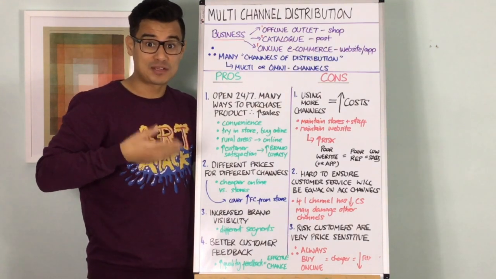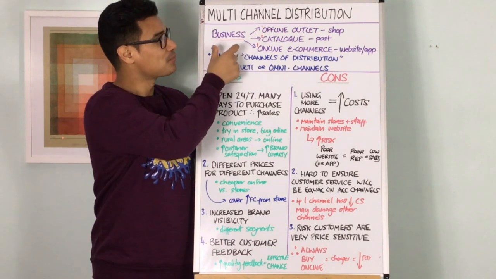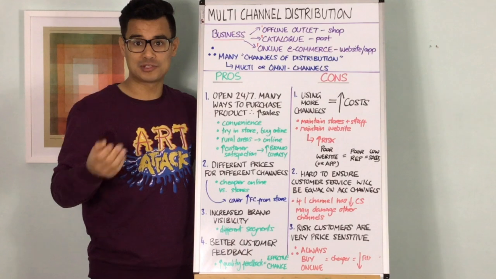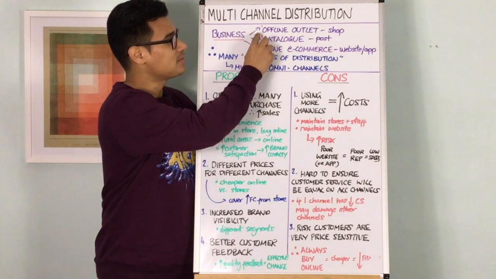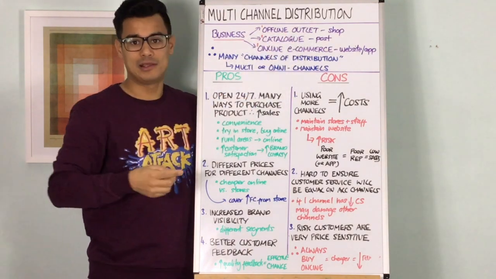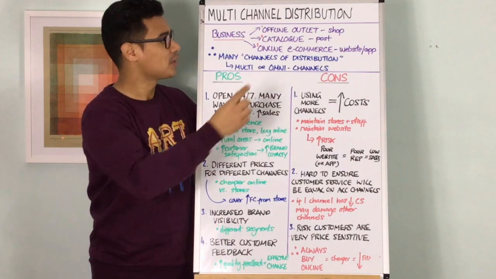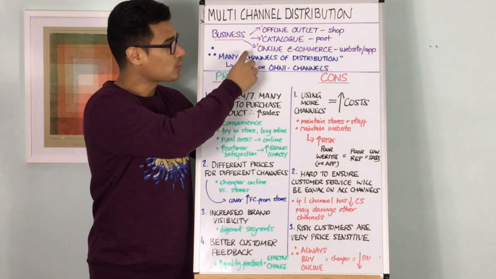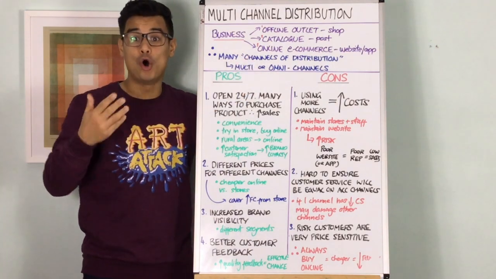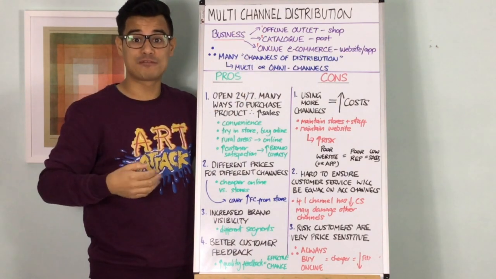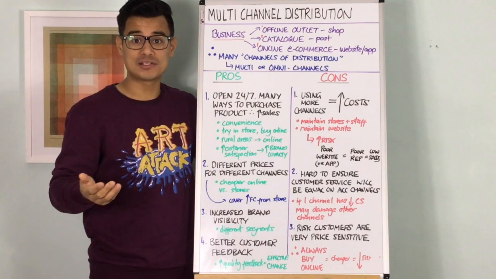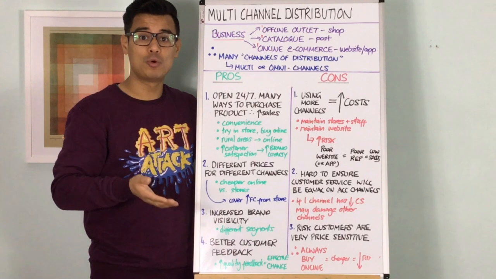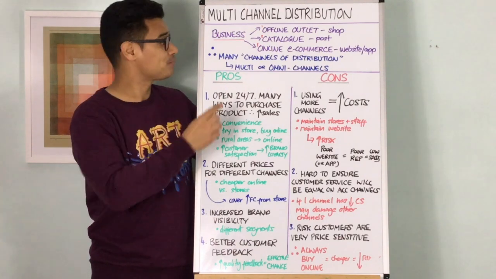You might be faced with a case study where you have a business and it distributes its products through multiple channels, different channels. It could be they distribute it through an offline outlet. So to me and you, that's a shop. It could be a catalogue, so they might be doing it through the post. Or they might be doing it through online e-commerce. That could be through an app or a website. So they are distributing their product to their customers through multiple channels of distribution.